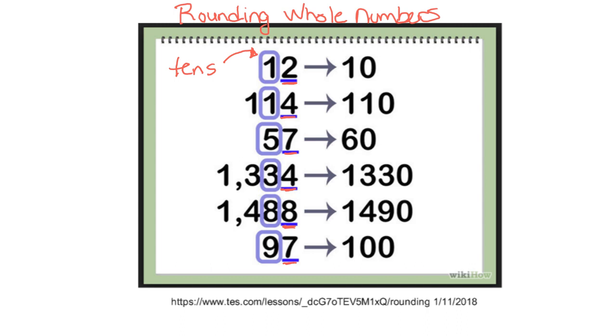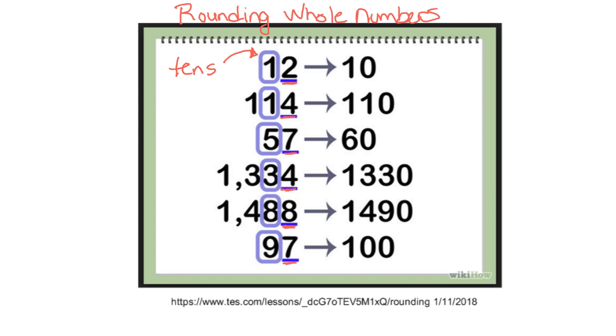The number 12, 1 is in the tens position. The number 2, we ask ourselves, is the number to the right of the circled number 5 or larger? If the answer is yes, we will add 1 to the tens position. If the answer is no, then we change to a 0. So in this case, the number 12, what it's really asking is, is 12 closer to 10 or is it closer to 20? We're looking at the tens position. So it rounds to 10.